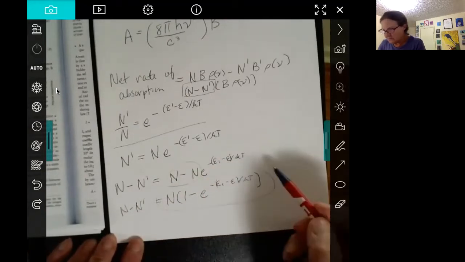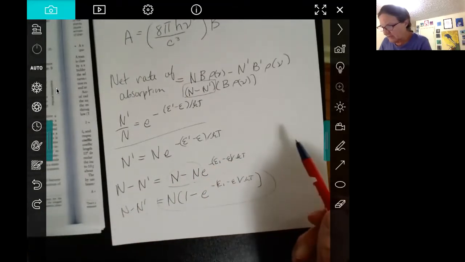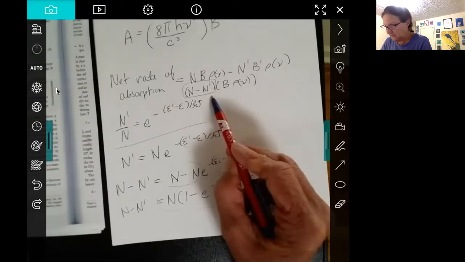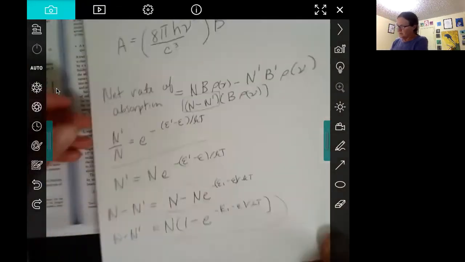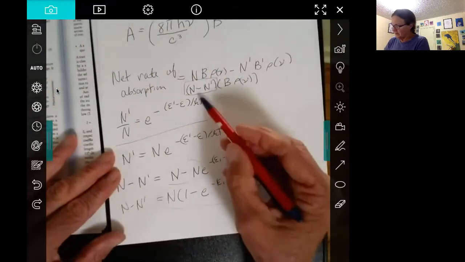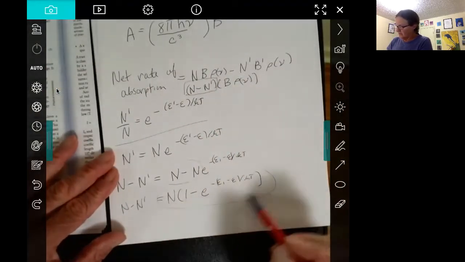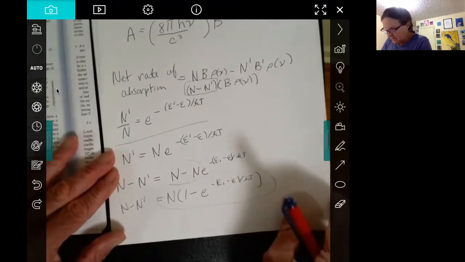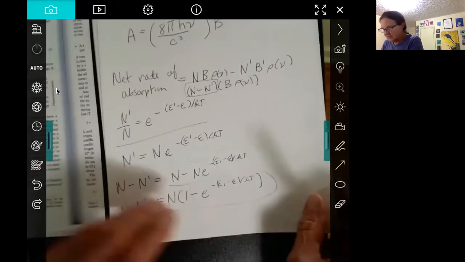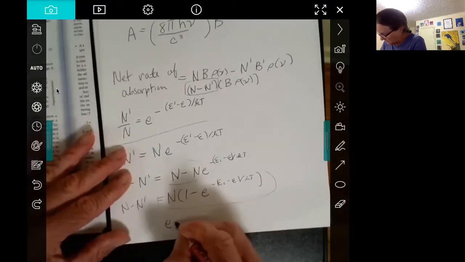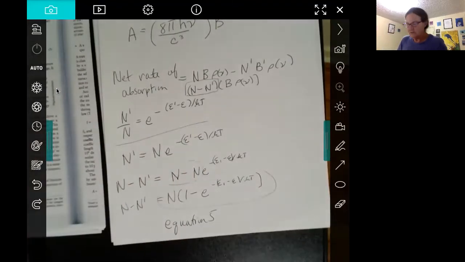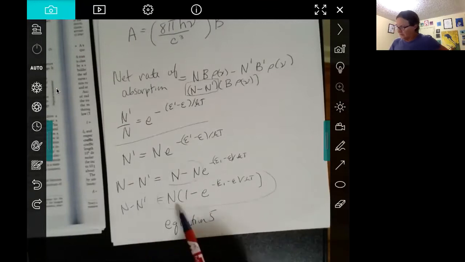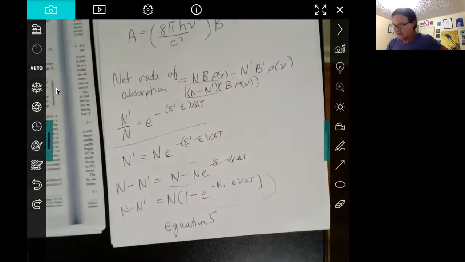this exponential term. So I can go back and I can put that in here, and what you get for the net rate of absorption. So I'm just going to go back here to where I have N minus N prime and plug in this guy, and you are going to get equation 5 in the book. I will just say that, because you can easily see how plugging this in for this gives you equation 5.